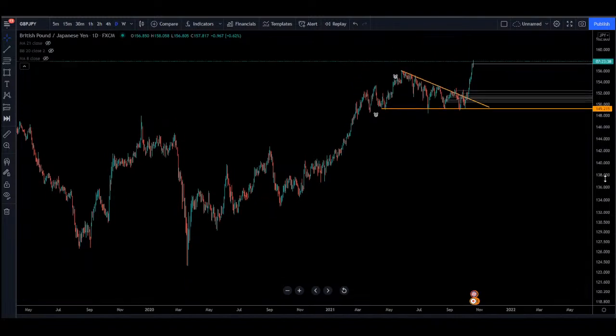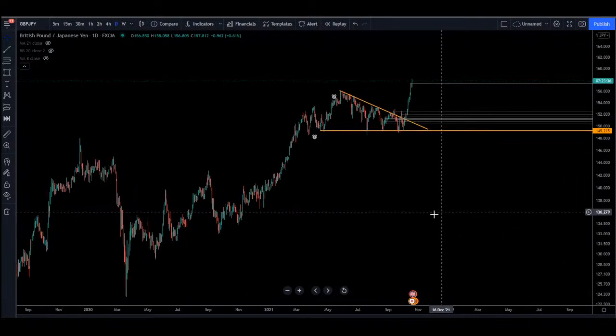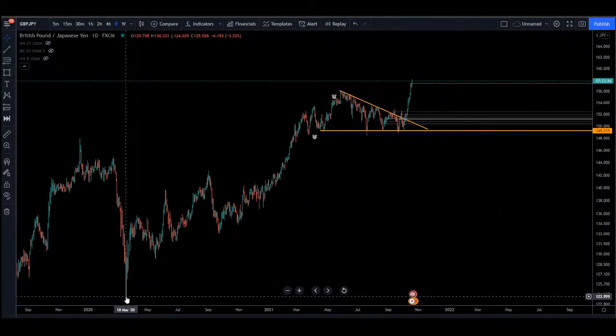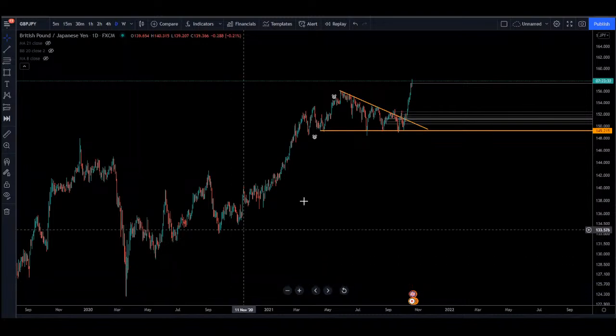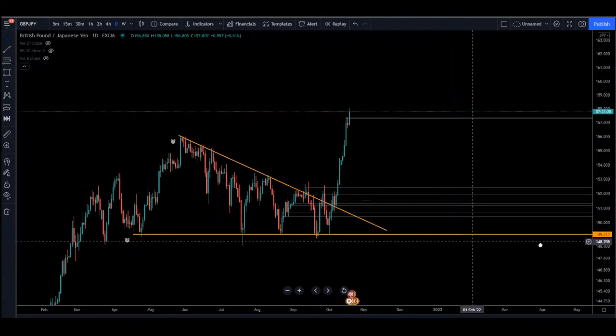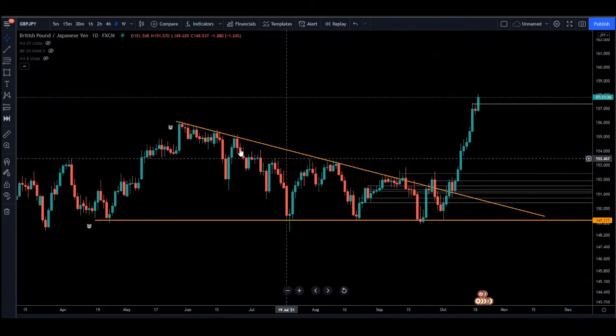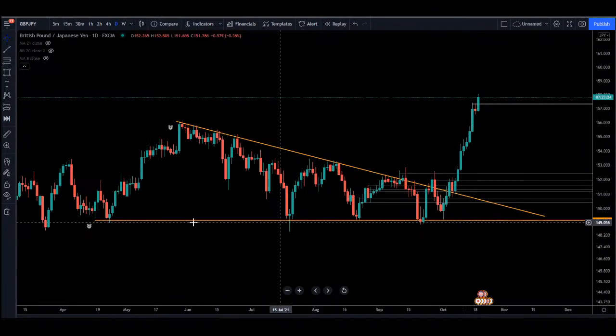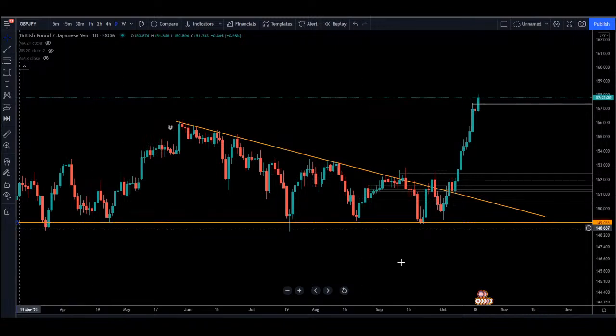GJ is incredible. Look, it's just going up. This is from March 20th. GJ is just flying. Okay, look at this triangle. The price was respecting the triangle, right? The price actually respected the triangle, okay?